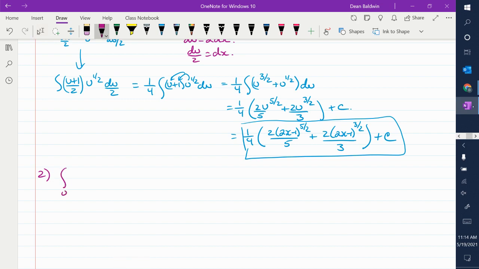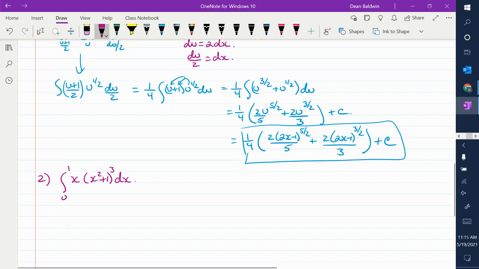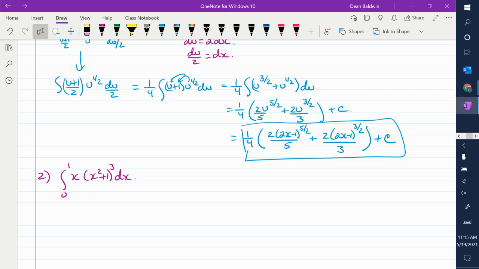We'll do this one. 0 to 1. So does this look like the one we just did? Or does this look like the nice ones that we did before? The nice ones, right? Because inside is x squared. So if you take the derivative, you're going to get 2x. Yes. That's a 0, sorry. Yeah, we've been writing a lot of u's.